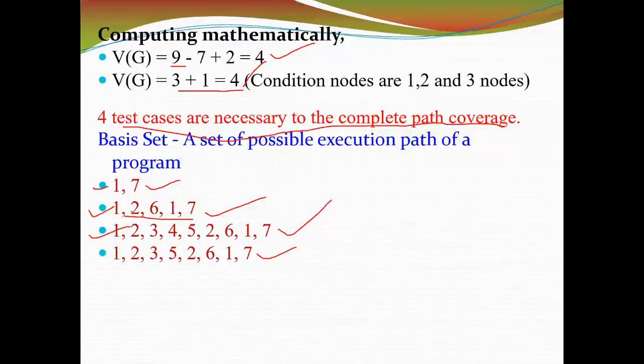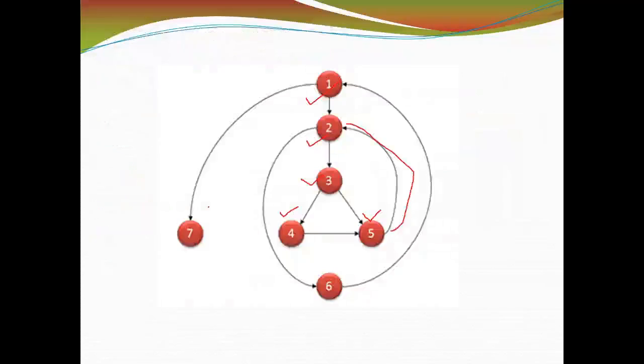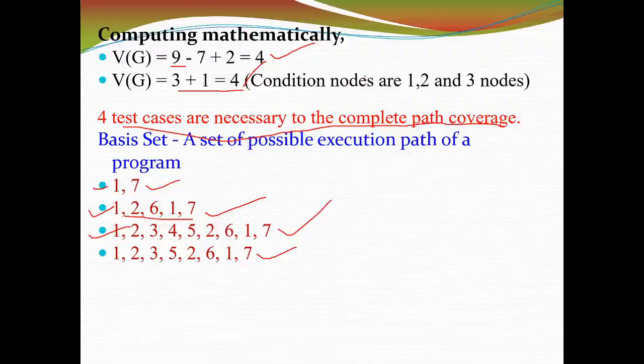In the second test, you consider 1 to 2, 2 to 6, 6 to 1, 1 to 7. That is 1 to 2, then 2 to 6 directly. So when the first loop is true, it is going to test the second loop, and when the second loop is false, it is going to come to statement 6 and then return back to statement 1 and then statement 7. So for each independent path, you take different values so that you can cover all the possible paths of testing.